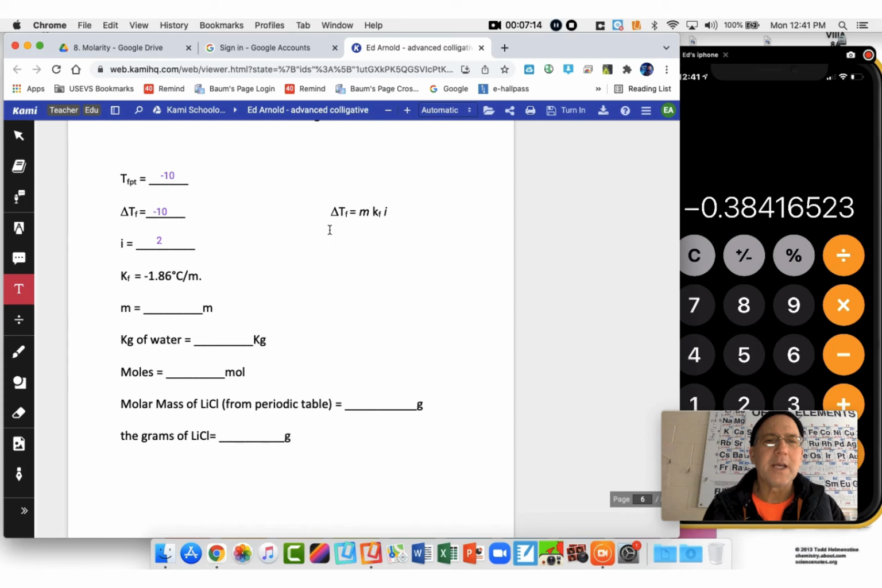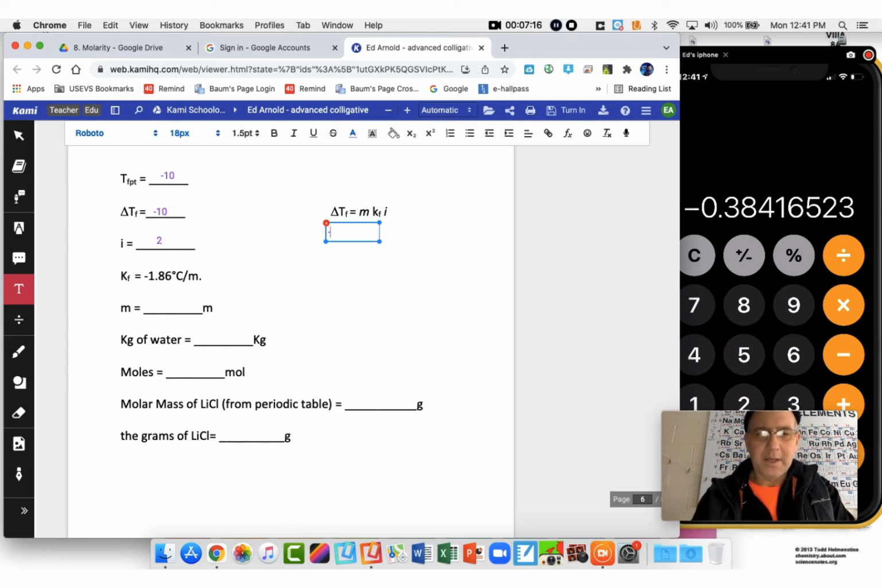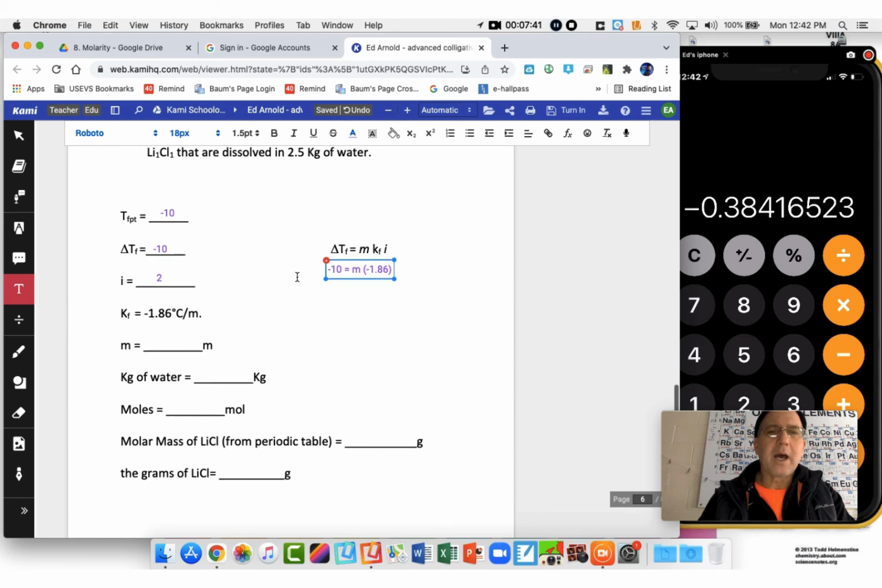And so I'm going to take negative 10 equals m, which I do not know, times Kf, which is negative 1.86. Oops, I put a parenthesis, so there were parentheses. There we go. And then also our number of ions, which because it was LiCl, the ions are 2. Okay, so we're solving for m.